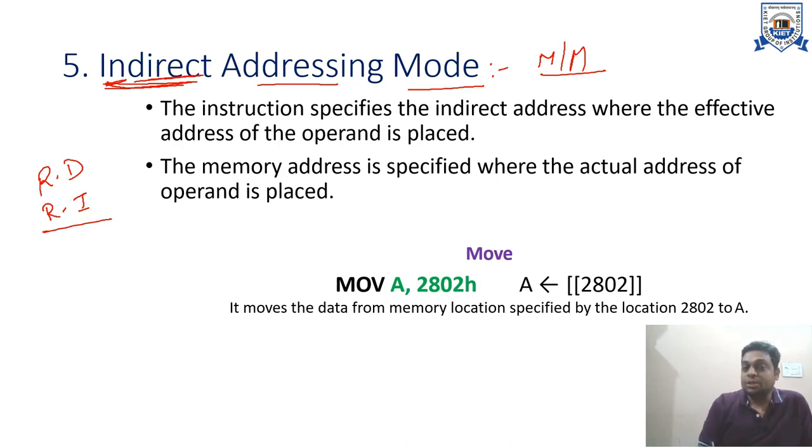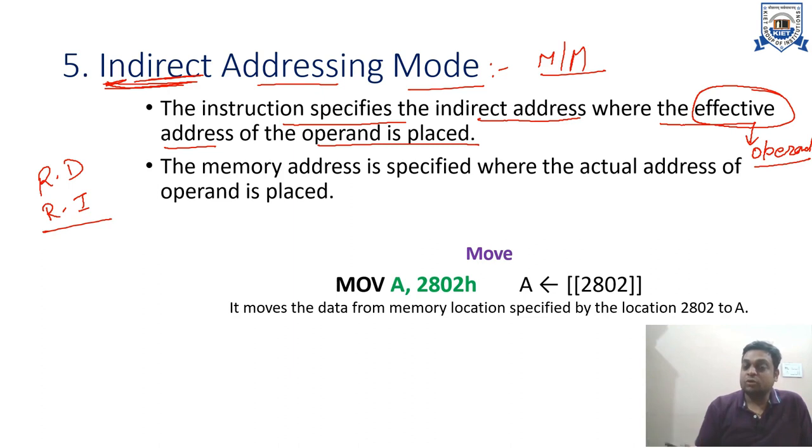See, the instruction specifies the indirect address where the effective address of the operand is placed. Now, what is the meaning of effective address? The effective address is the address on which the actual operand is placed. We have lots of addresses, so how can we calculate the effective address? The effective address is that address on which the actual operand is placed.